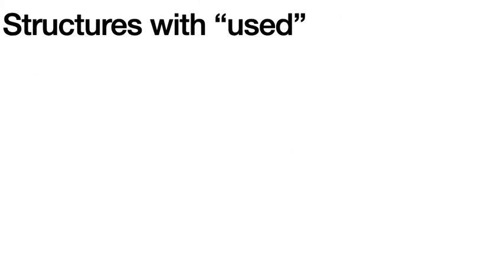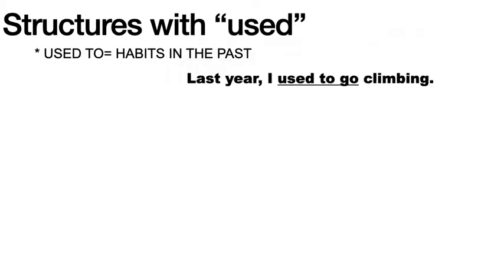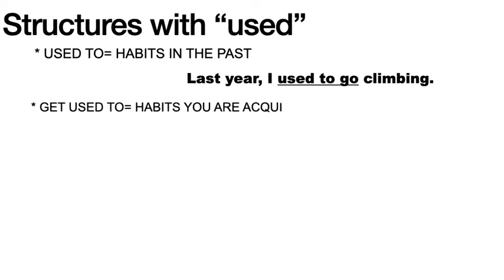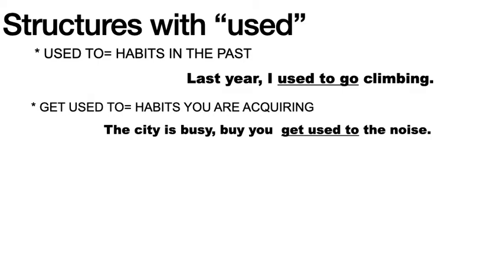So used is also used in other structures that are interesting for you to know, because of what we have already seen in class. As we have seen with used to, we talk about habits in the past. Then we have get used to, which refers to habits you are acquiring. That is, you are in the process of making them yours. For example, the city is busy, but you get used to the noise, right? It's a habit you're acquiring, not necessarily a good habit.